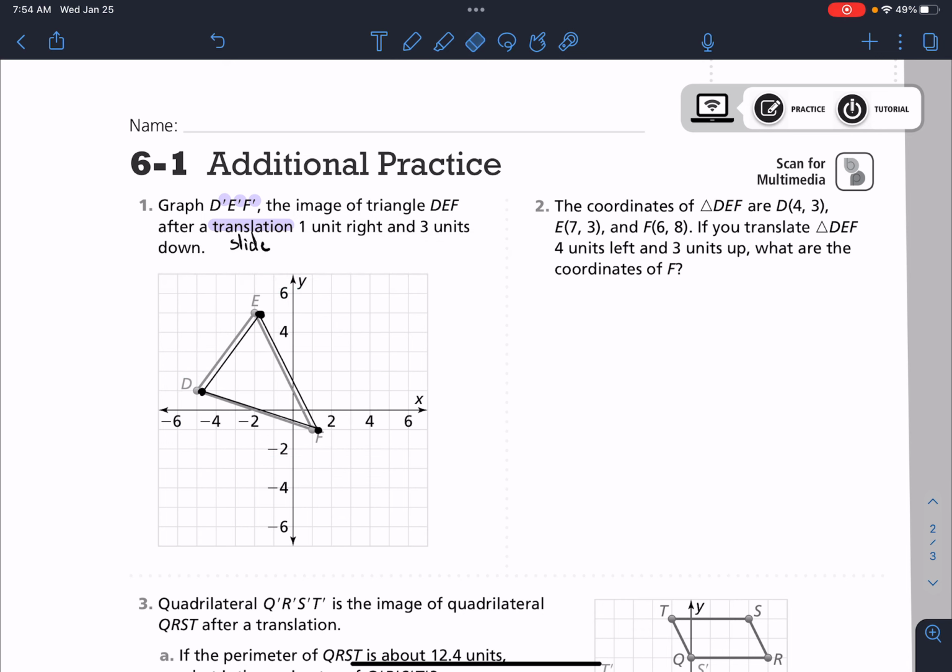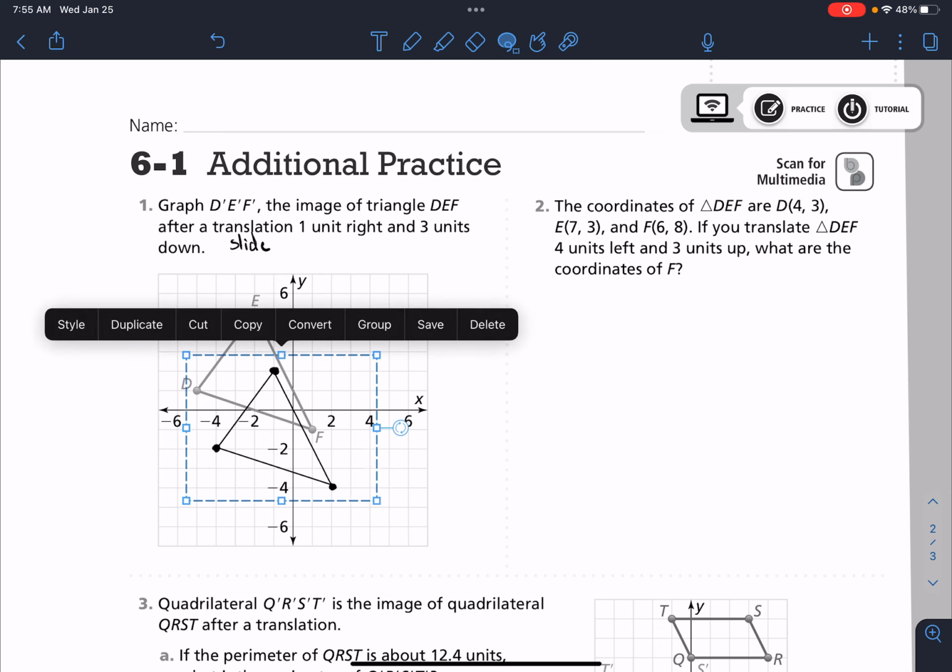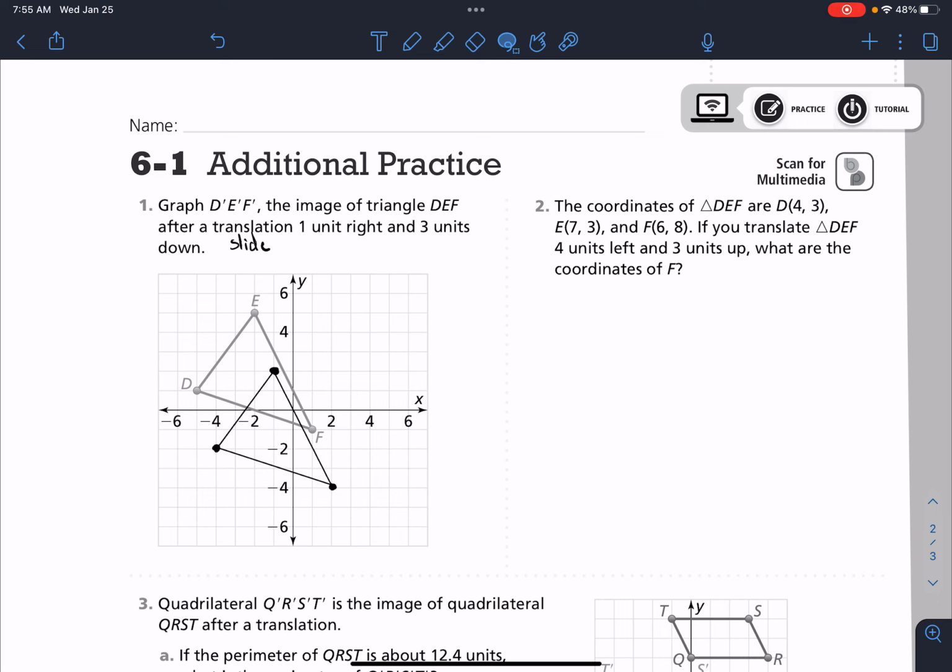Let me erase this part up here because that's throwing it off. So I'm here, and I'd slide 1 unit to the right and then 3 units down. So 1, 2, 3. And this is where my figure would end up. Now you would have to do that same thing with each coordinate point. So 1 to the right and 3 units down, 1 unit to the right, 3 units down, 1 unit to the right, and 3 units down. And that's how you would slide that to the new place.